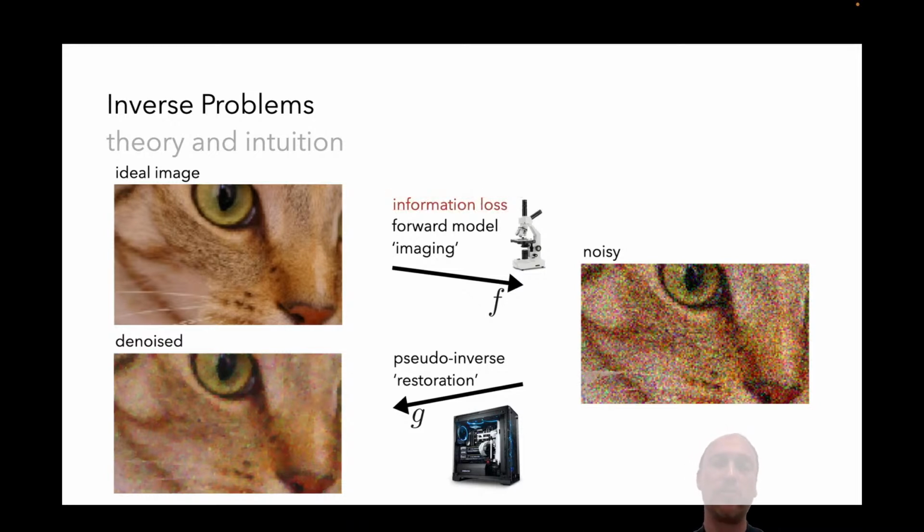And the important thing to know is that because our instruments are imperfect, this function F loses information. We do not actually have access to all the information that this ideal image contains. We lose a lot of information, and that is part of the degradation.